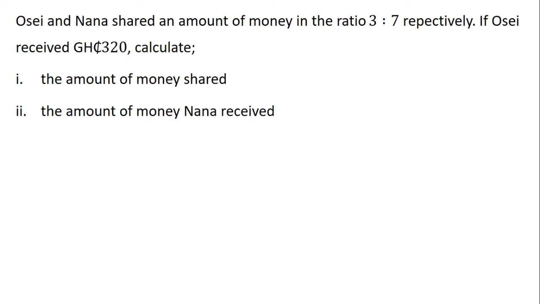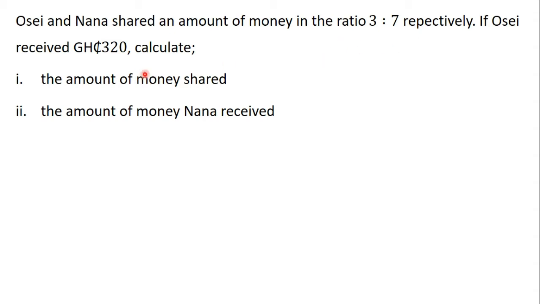Osei and Nana shared an amount of money in the ratio 3:7 respectively. If Osei received 320 Ghana cedis, calculate (i) the amount of money shared, (ii) the amount of money Nana received. So an amount of money was shared among Osei and Nana in the ratio 3:7 respectively, meaning that Osei's part of the ratio is 3 and Nana's part of the ratio is 7.